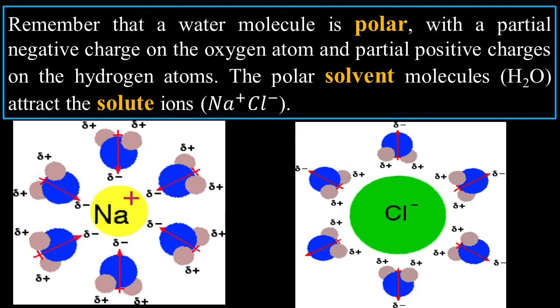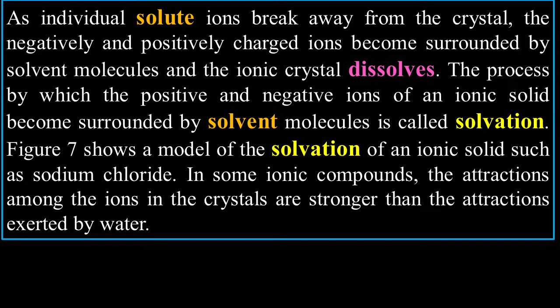So now we're beginning to get into the solvents. Those things that give it high surface tension are the same things that will help it be a universal solvent. As individual solute ions break away from the crystal, the negatively and positively charged ions become surrounded by solvent molecules and the ionic crystal dissolves. The process by which the positive and negative ions of an ionic solid become surrounded by solvent molecules is called solvation. Figure 7 shows a model of solvation of an ionic solid such as sodium chloride.